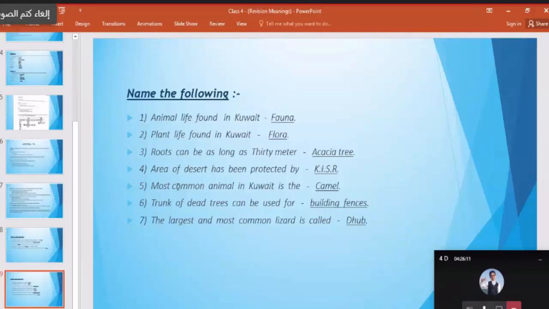Fifth one. The most common animal in Kuwait is the camel. Sixth one. Trunk of dead trees can be used for building fences. And the most common lizard is called the dhab. Okay, right. I finished teaching.